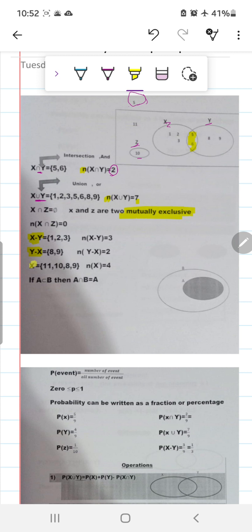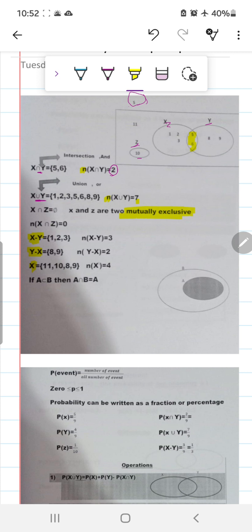Finally, X complement. What is the meaning of X complement? All the elements in the sample space except X. It means we have here 8, 9, 11 and 10. And the number of X complement is 4.